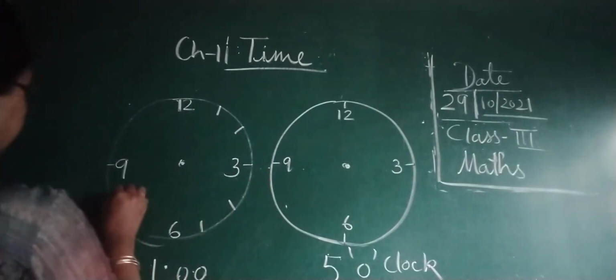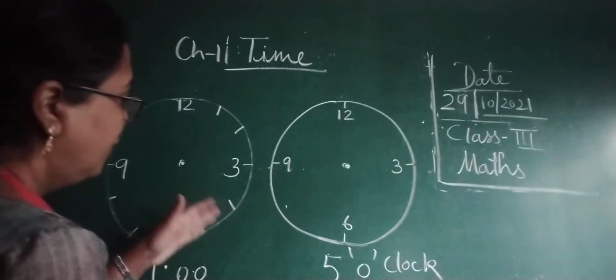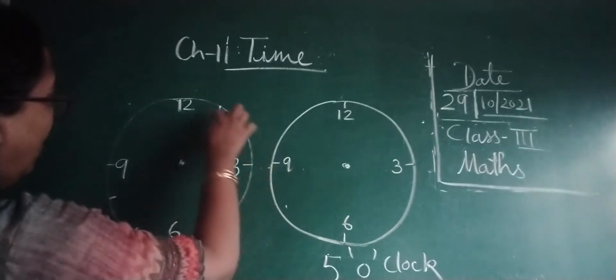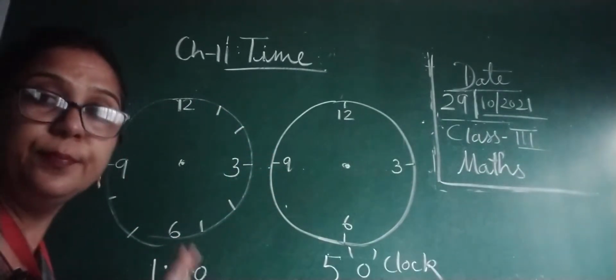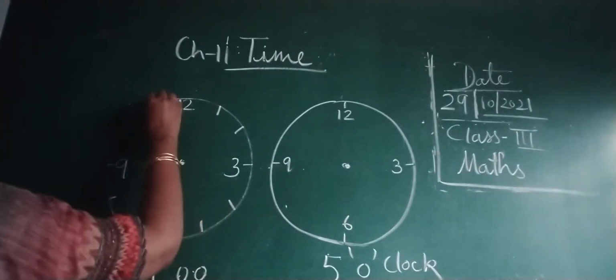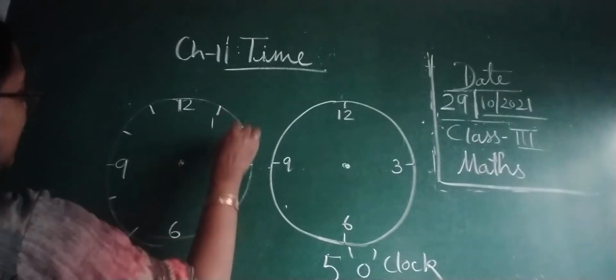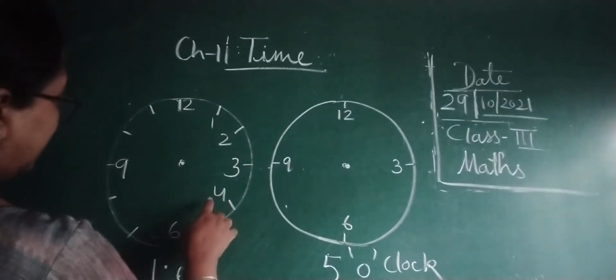As you all know, these distances are just 5 minutes apart, or the face of the clock is divided into 60 minutes. If we count this, we will see that it is divided into 60 minutes.